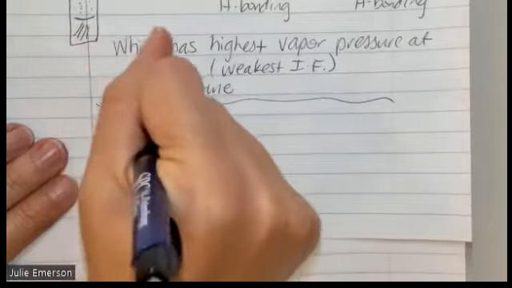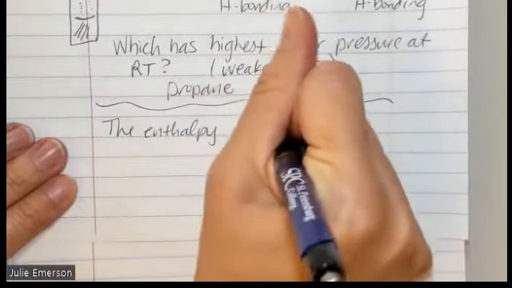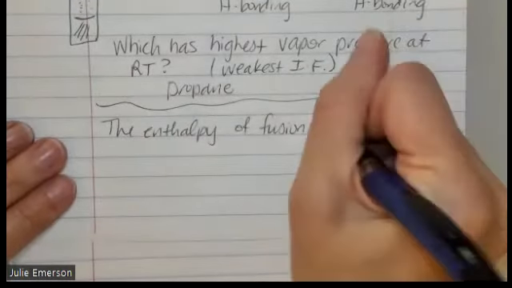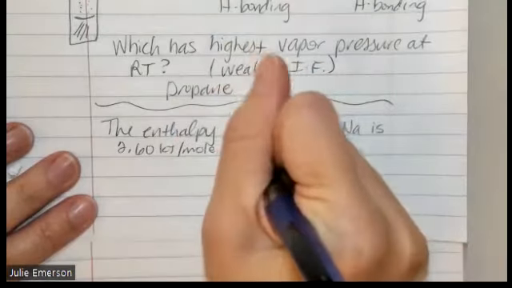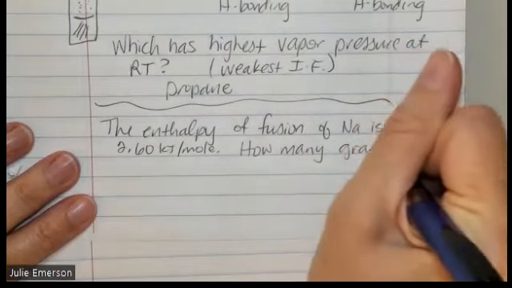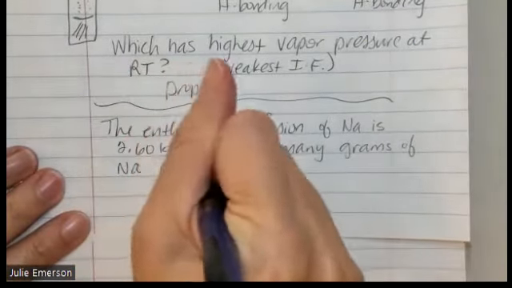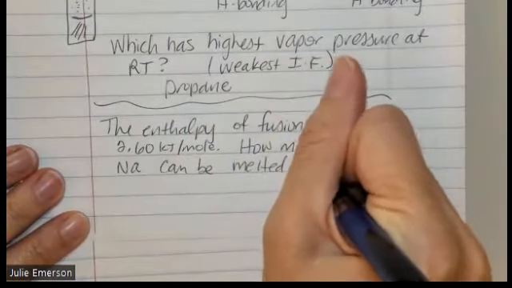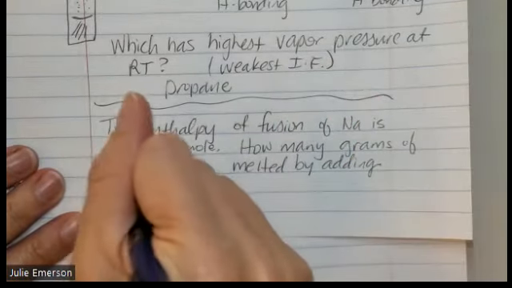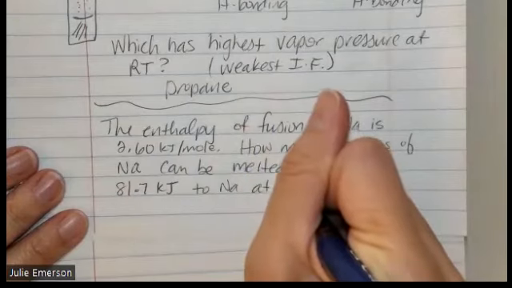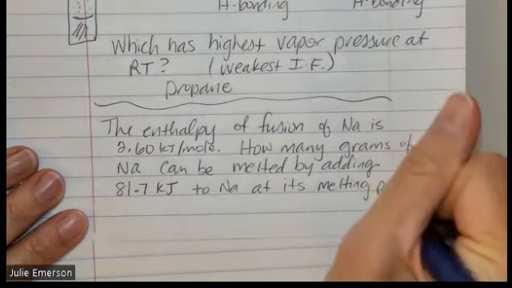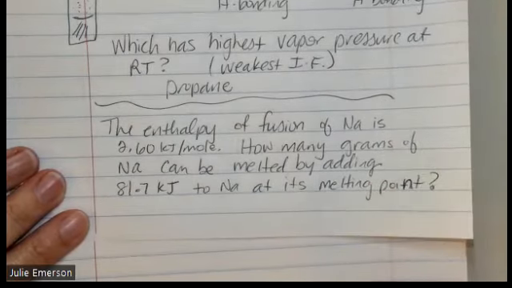So the question here says, the enthalpy of fusion, so that's a phase change we'll talk about in just a second, of sodium is 2.60 kilojoules per mole. How many grams of sodium can be melted by adding 81.7 kilojoules to the sodium at its melting point?